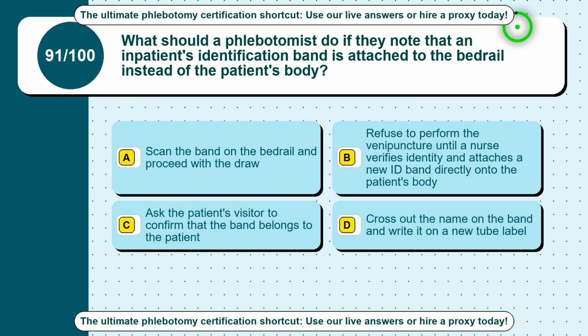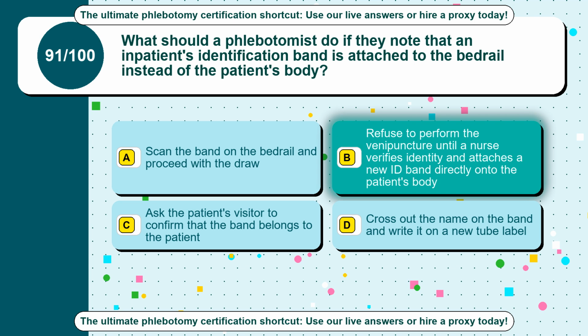Question 91. What should a phlebotomist do if they note that an inpatient's identification band is attached to the bed rail instead of the patient's body? Option A. Scan the band on the bed rail and proceed with the draw. Option B. Refuse to perform the venipuncture until a nurse verifies identity and attaches a new ID band directly onto the patient's body. Option C. Ask the patient's visitor to confirm that the band belongs to the patient. Option D. Cross out the name on the band and write it on a new tube label.